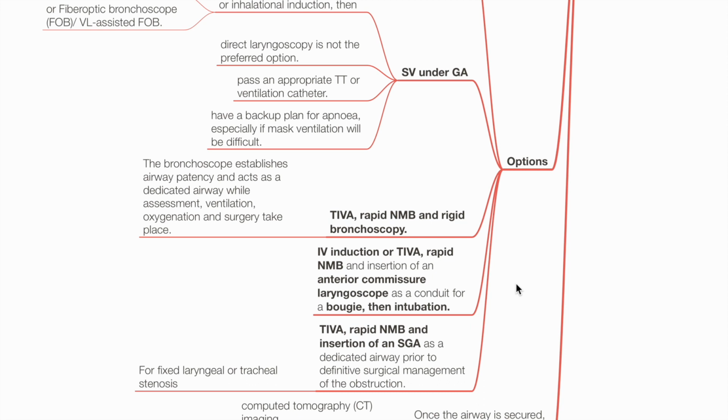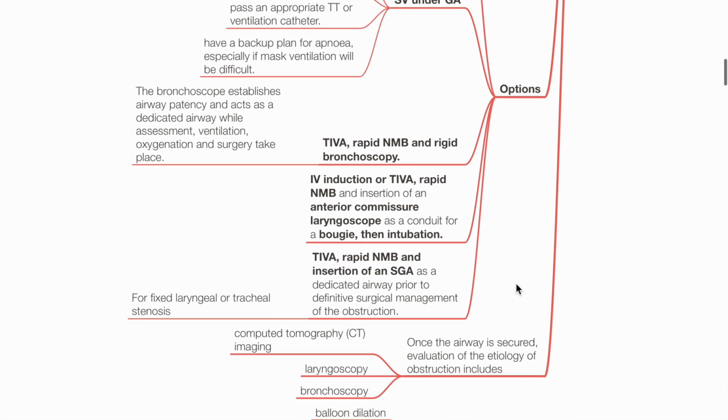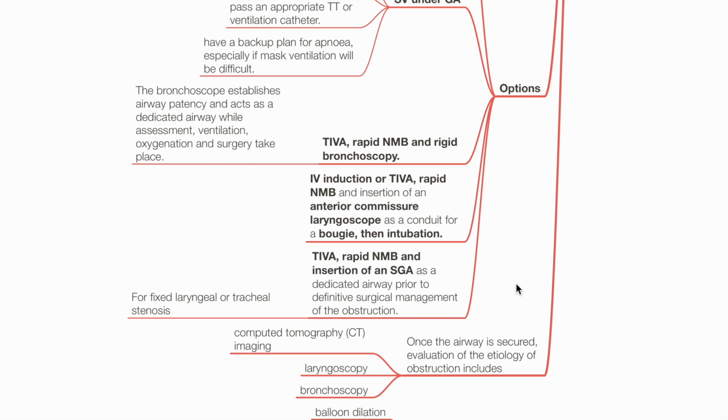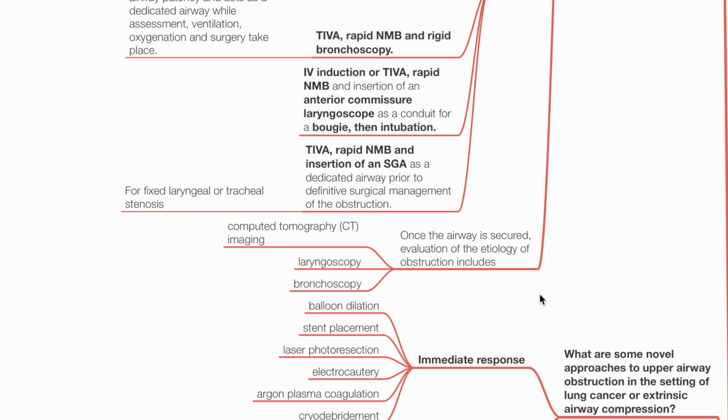Next option is IV induction or TIVA, followed by rapid neuromuscular blockade, insertion of an anterior commissure laryngoscope as a conduit for a bougie, followed by intubation. Next option is TIVA, rapid neuromuscular blockade and insertion of a supraglottic airway device as a dedicated airway prior to definitive surgical management of the obstruction. This is indicated for fixed laryngeal or tracheal stenosis. Once airway is secured, evaluate etiology of obstruction, for example by CT imaging, laryngoscopy or bronchoscopy, to decide on management.